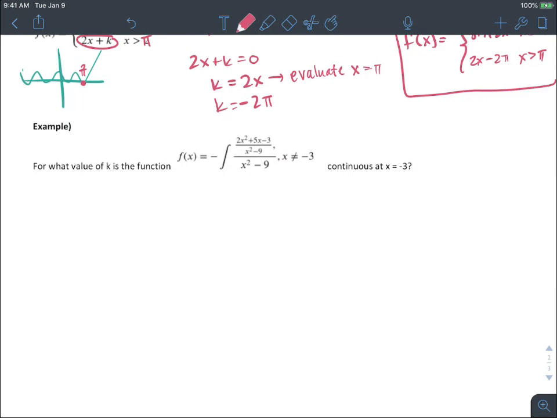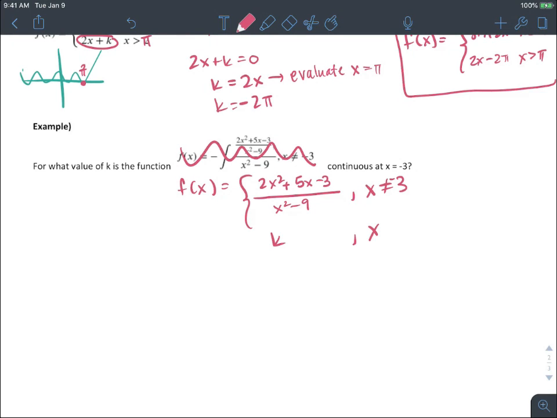So again, what value of k is going to make this continuous? This one's messed up as well. I don't know what happened here. Okay, so f of x is equal to 2x squared plus 5x minus 3 all over x squared minus 9 for everything except when x is equal to negative 3. And I want to know what k value I need so that when x is equal to negative 3, there's no hole or break in my function.